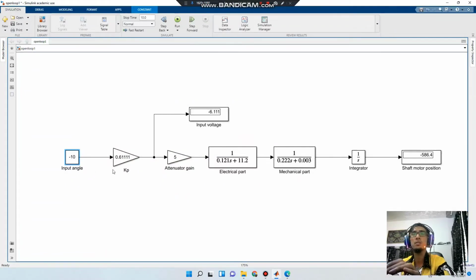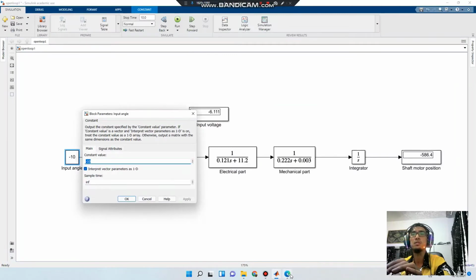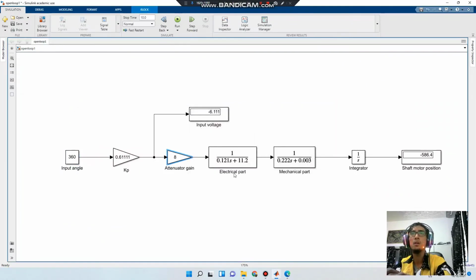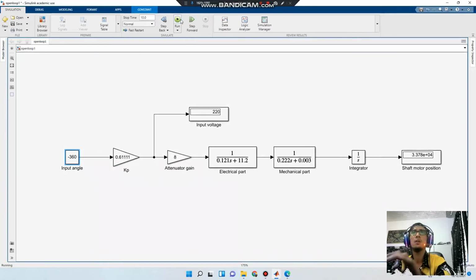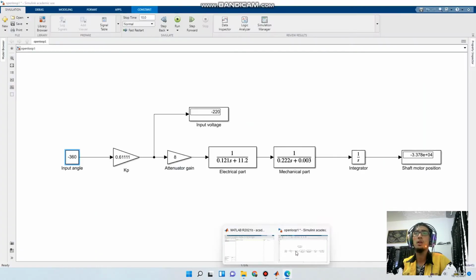Next is 360, with the gain at 8. We run, and here is the result. Next the negative 360. We record all the results in this table, for shaft motor position and the input voltage.